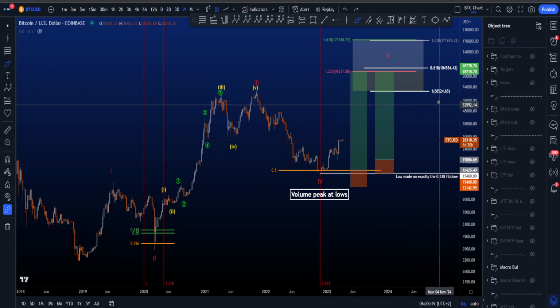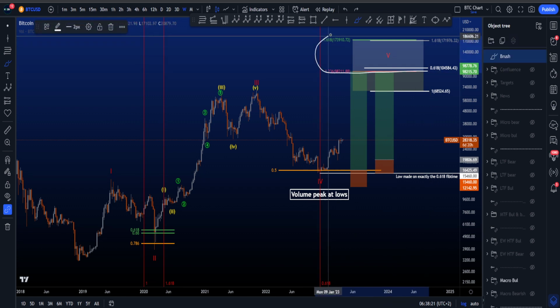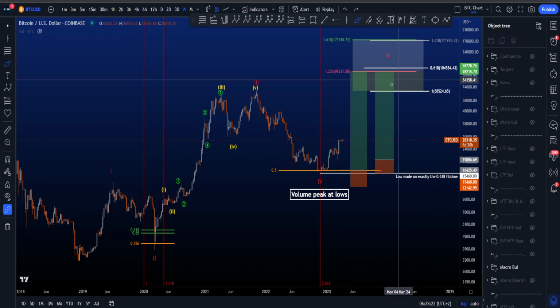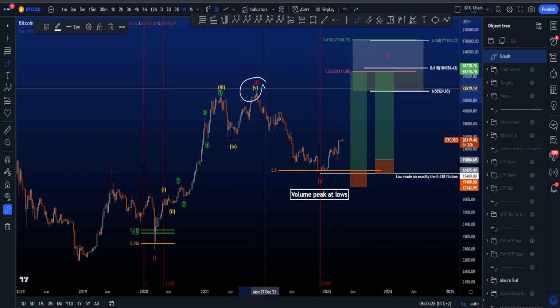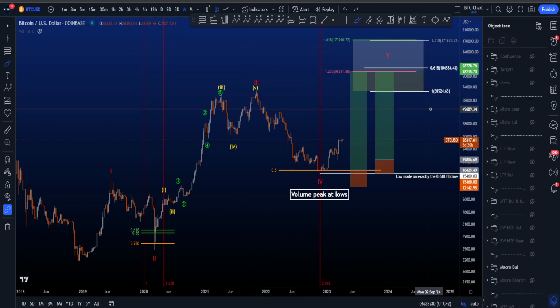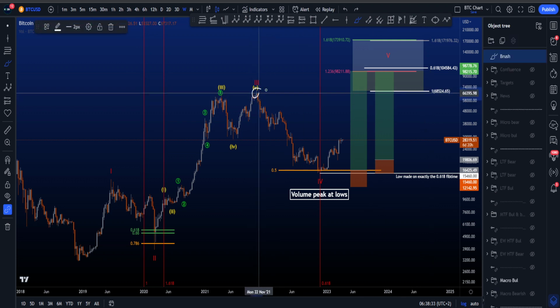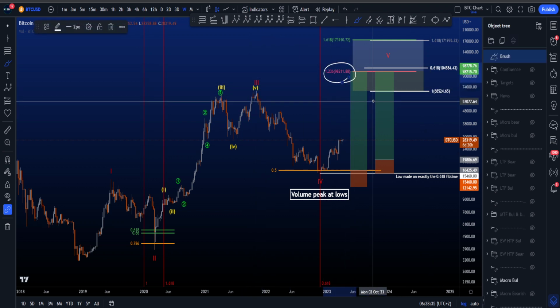The targets for a wave 5, at least the most common target, is between 98k and 174k, which is between the 1.236 and the 1.618 taken from the high of 3 to the low of 4 with the fibs. And then the more rare target is between the all-time high and 98k.